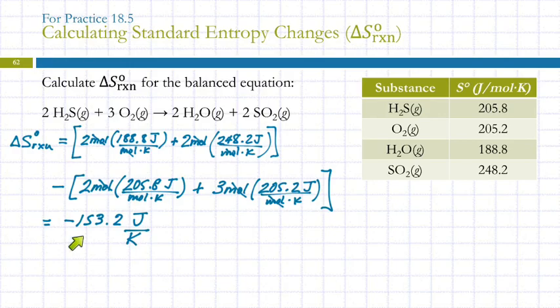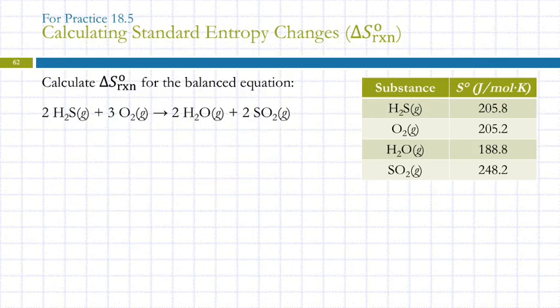Would this negative number definitely tell us whether this reaction was spontaneous? No. We need to look at delta G. So that's going to combine delta H and delta S. So it really depends.